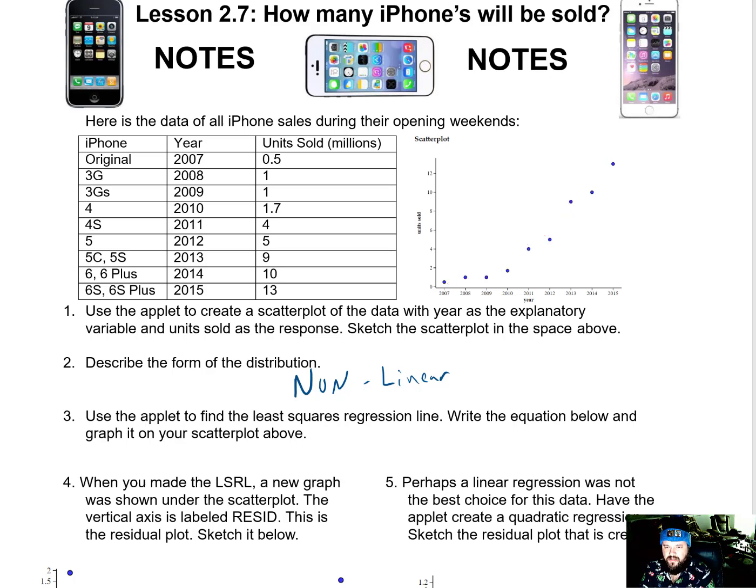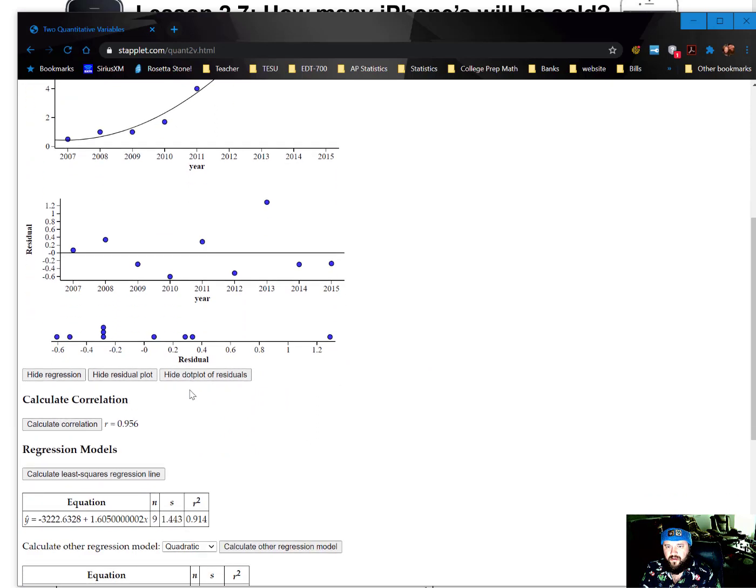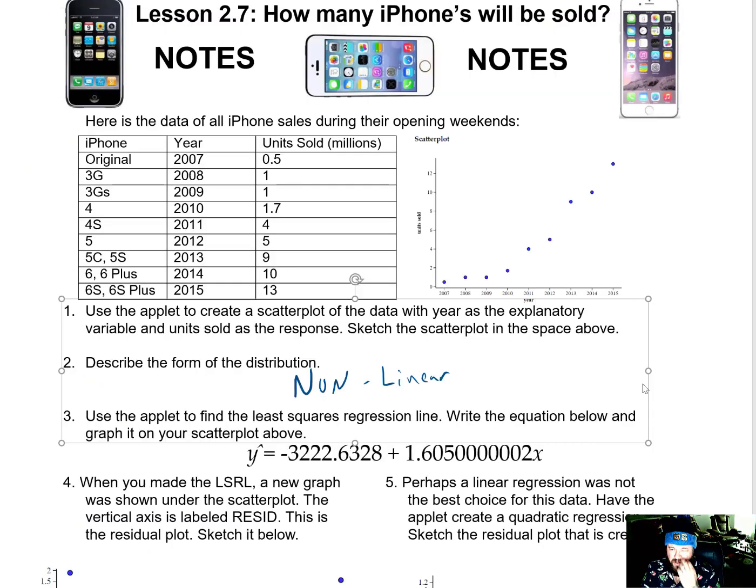Use the applet to find the least squares regression line. Now we want the equation for the line. In the applet, it'll give us that equation, which is right here. Now granted, you don't need to have all those zeros on your slope. You could have left that at 1.605. So again, that's the least squares regression line equation.